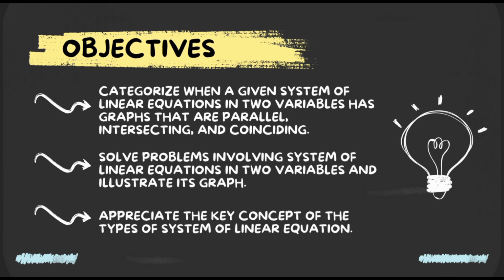At the end of this discussion, you are expected to categorize when a given system of linear equations in two variables has graphs that are parallel, intersecting, and coinciding. Next is to solve problems involving system of linear equations in two variables and illustrate its graph. And lastly is to appreciate the key concept of the types of system of linear equation.